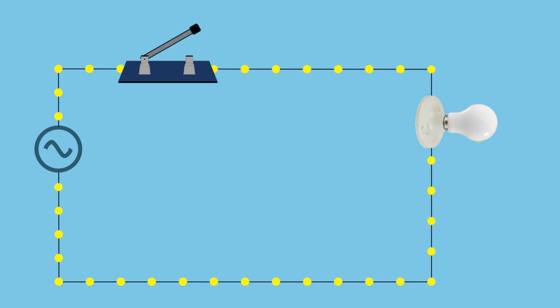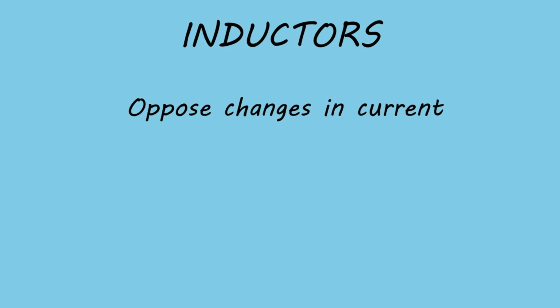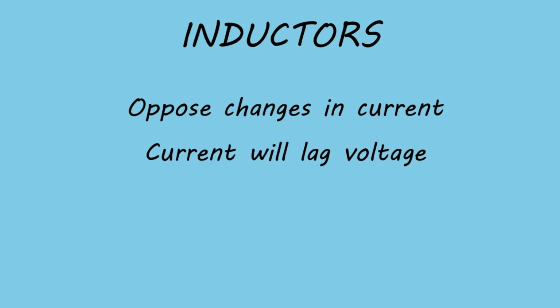Now let's complicate things a little bit by adding two components that behave differently from resistors. These are inductors and capacitors. Inductors resist changes in current by storing energy in a magnetic field. When the current increases, the inductor opposes it, causing the current to lag behind the voltage. This is often remembered with the memory aid ELI. In an inductive circuit, voltage leads current, or current lags voltage.